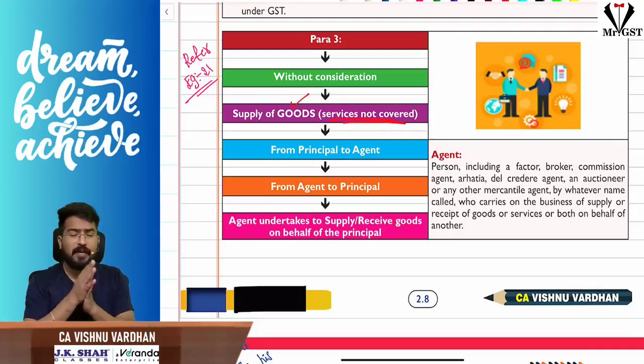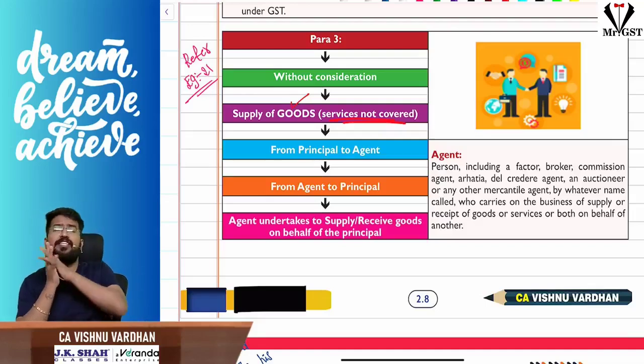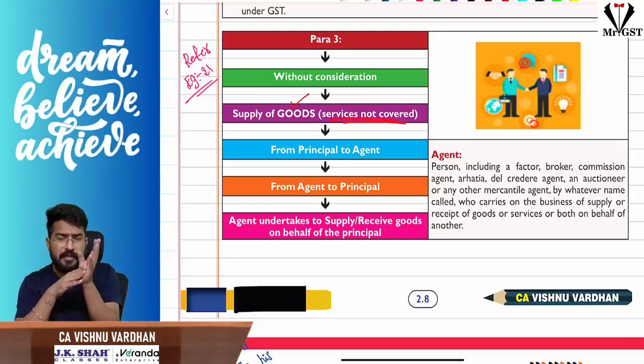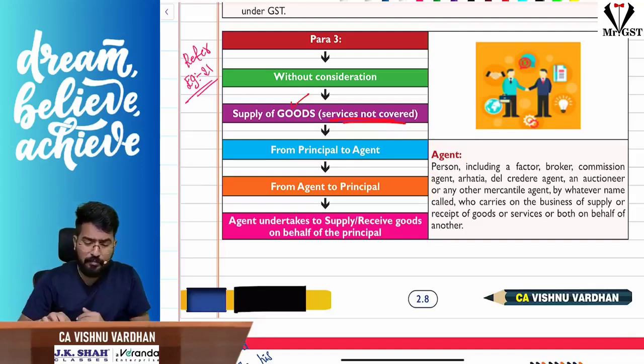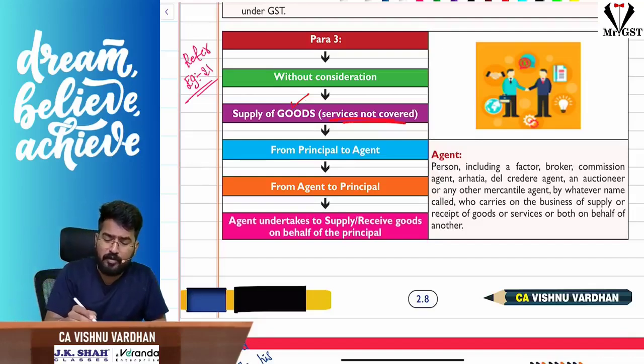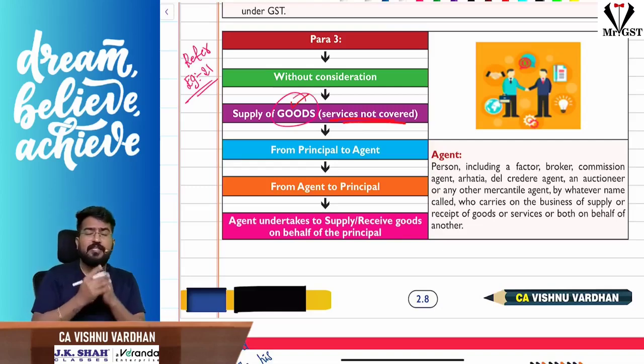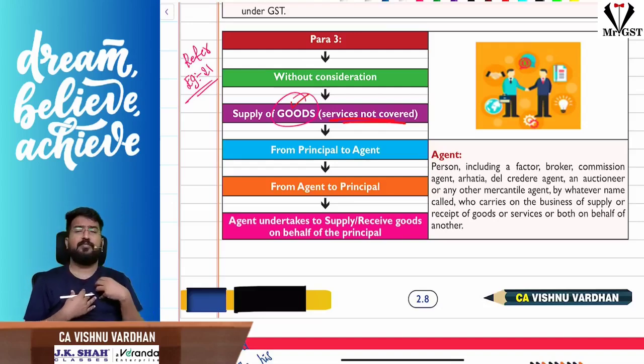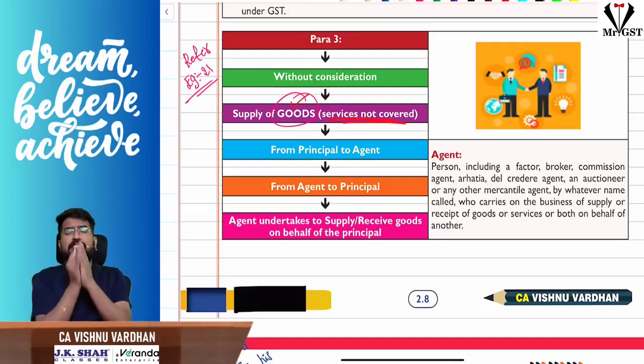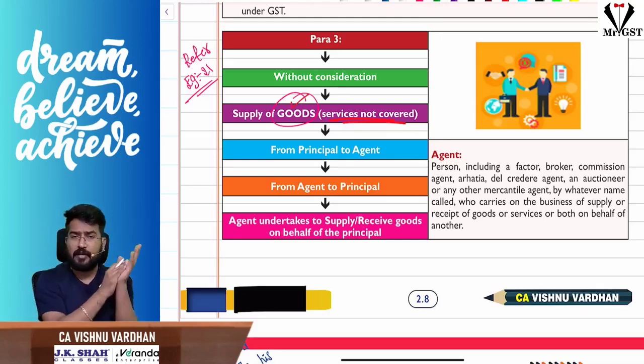The next one is para 3. Para 3 is nothing but the principal and agent concept. You know that if anything is happening between principal and agent, the important thing is that here we are talking only about goods, not about services. So goods going from principal to agent or from agent to principal without consideration, still we call it as supply, when the agent has the authority to raise invoice in his own name. Then only Schedule 1 para 3 can be invoked.